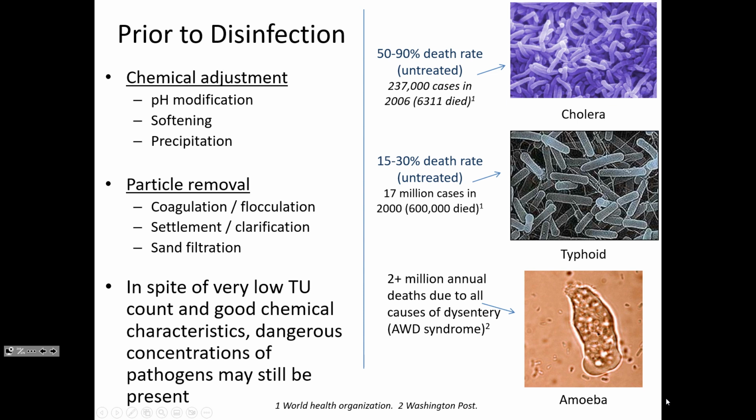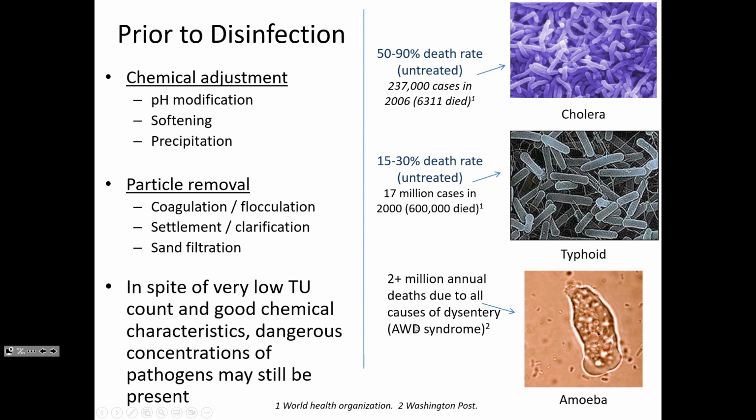But by far the most dangerous and widespread, from a numerical standpoint, disease is amoebic dysentery. And there's more than 2 million deaths each year across the globe of people who are dying from AWD, which stands for acute watery diarrhea syndrome, which is just simply that, like it sounds like, they can't stay hydrated and they die due to dehydration ultimately.